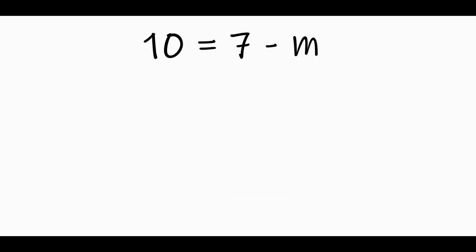10 equals 7 minus M. So the first thing I'm going to do is draw my line down the middle. And this problem is a little different because for the first time today we have our variable on the right side instead of the left side. It does not matter where the variable ends up. Your variable could be on the right side. It doesn't matter as long as the variable is alone and positive.